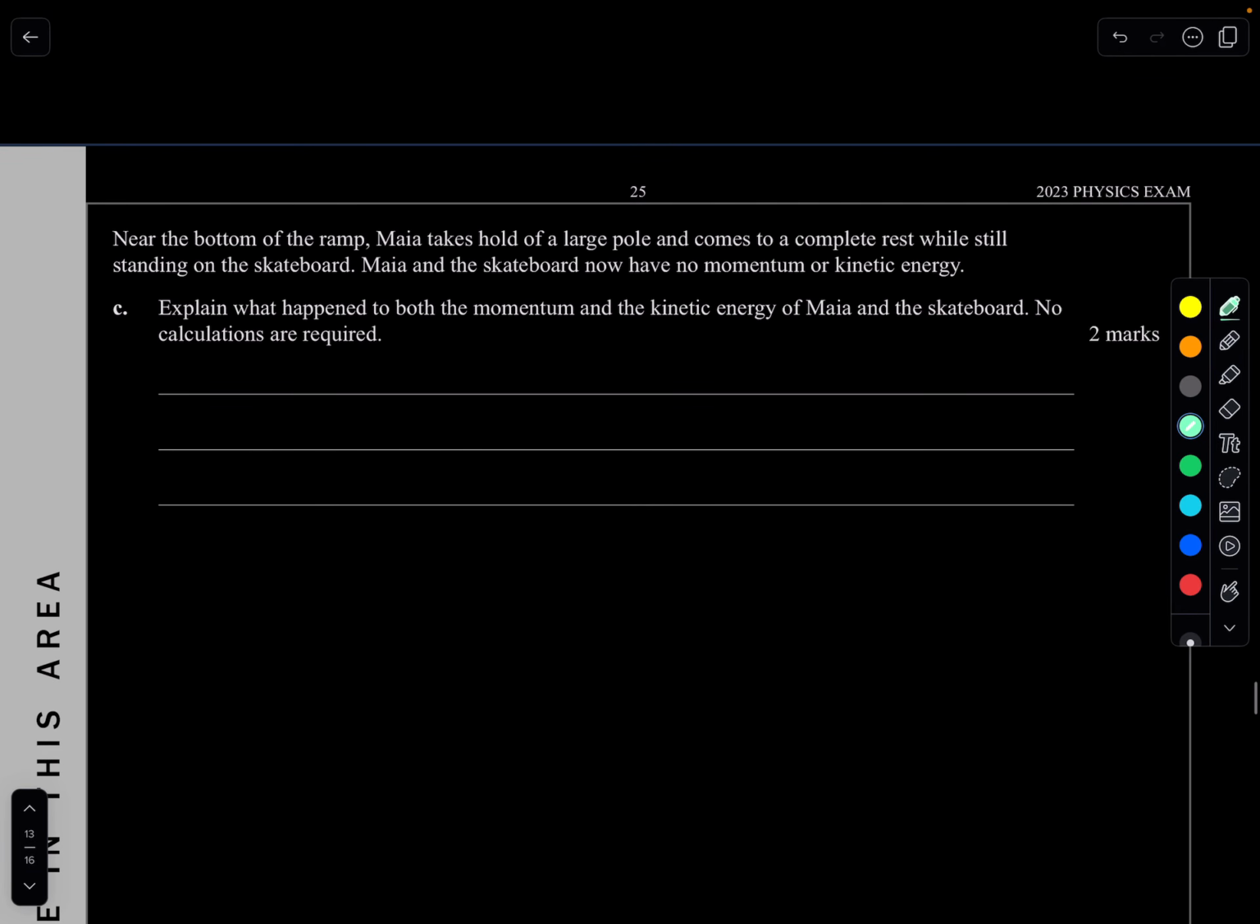So basically we'll say, let me write it nicely down: momentum is transferred to the Earth through the pole, basically.